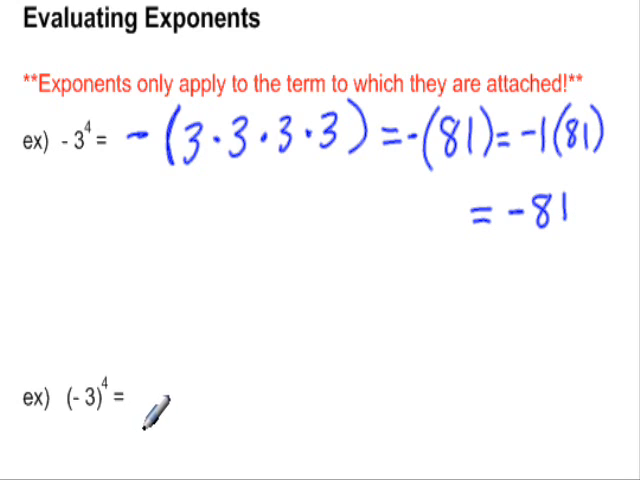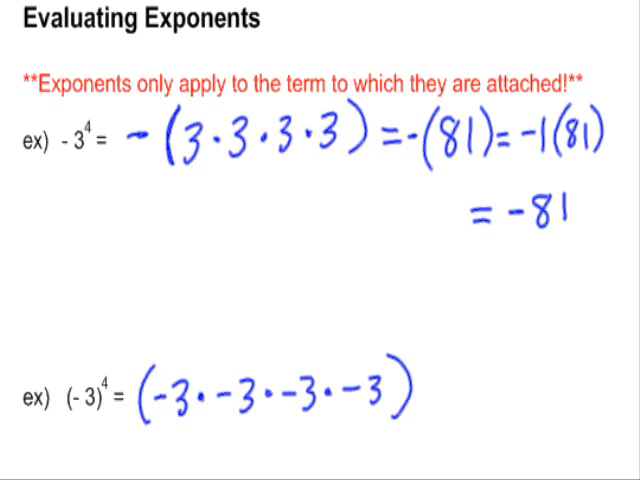In our second example, it's a little bit different because this time our 4 is not attached to the 3, it's attached to the parentheses that contain the 3. And I want you to notice something else that's in those parentheses. Our negative has snuck inside, so this time the 4 is going to apply to everything inside that set of parentheses. So when our brain starts working to solve this problem, it's got to be thinking negative 3 times negative 3 times negative 3 times negative 3.